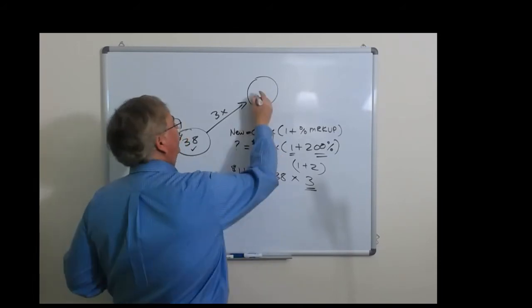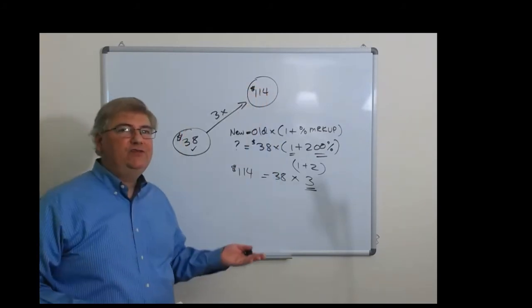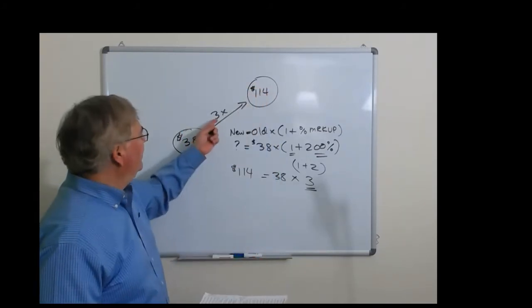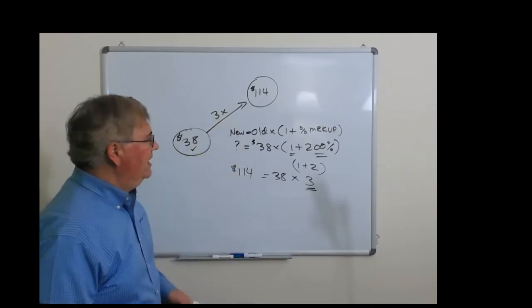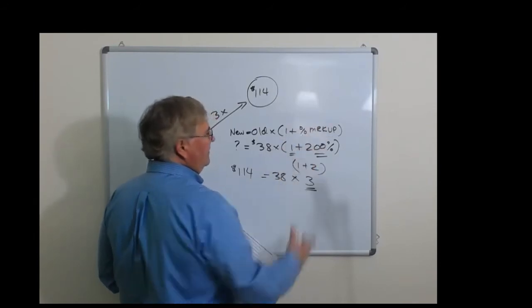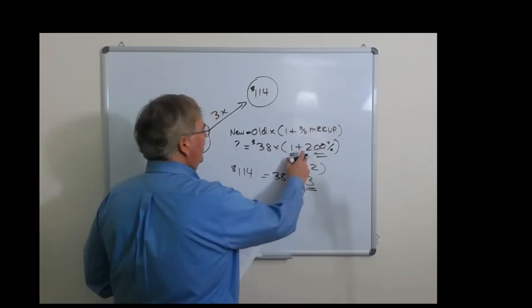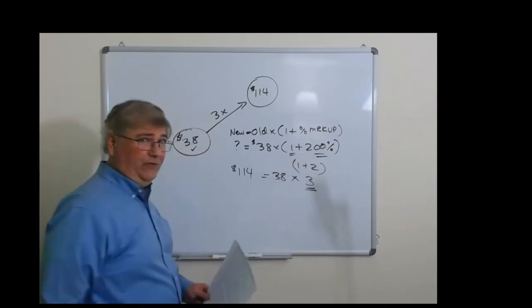So the new stock price is $114 a share. And that's the easiest way to solve this problem, is just multiply the original price by the multiple, 3 times x. But if I were to do it technically purely by the percentage markup, you would have to know that 3x is equal to 1 plus 200%.